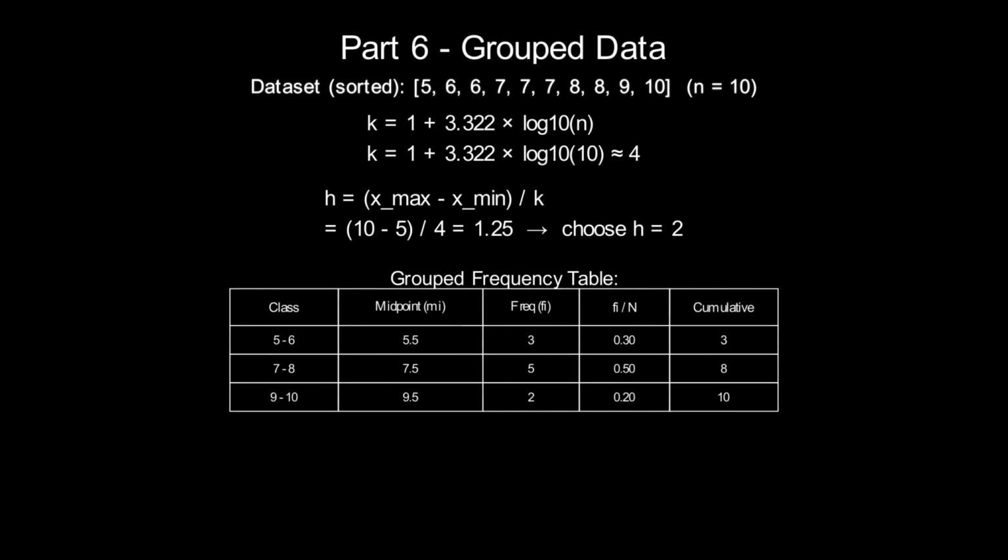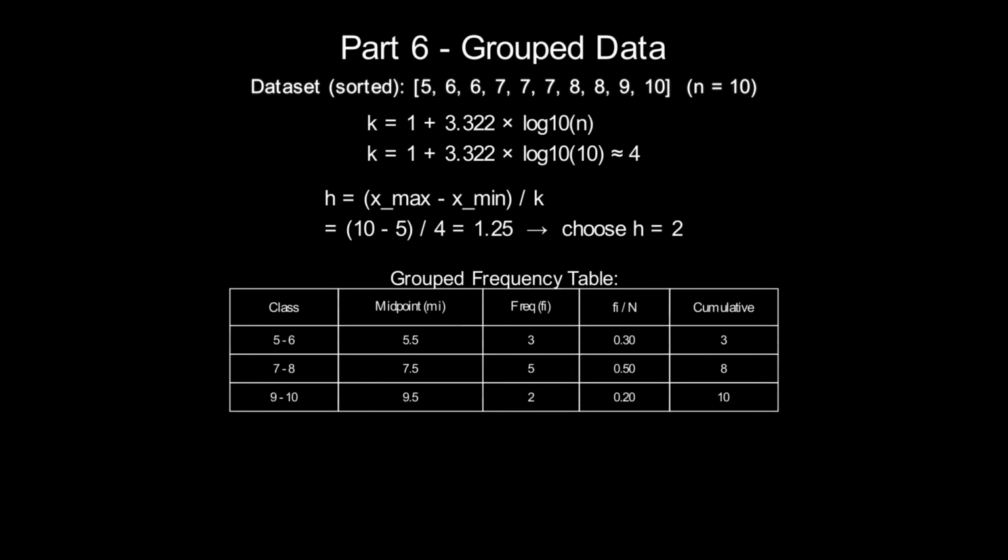Now let's count the frequencies. For class 5 to 6, we have the values 5, 6, and 6. That's a frequency of 3. For class 7 to 8, we have 7, 7, 7, 8, and 8. That's a frequency of 5. For class 9 to 10, we have 9 and 10. That's a frequency of 2. We also show relative frequency, frequency divided by total, and cumulative frequency.